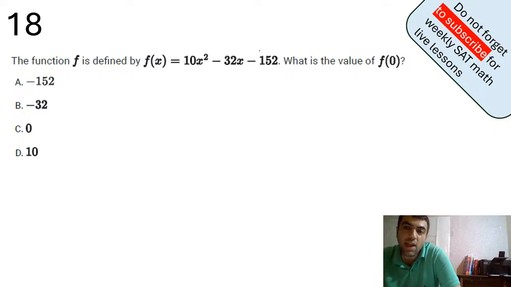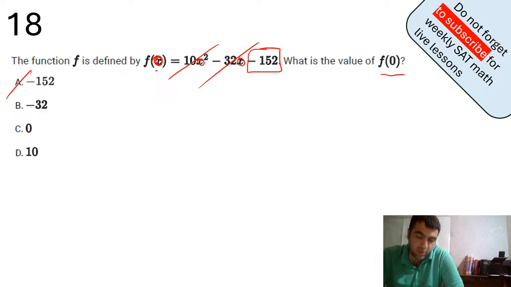What's the value of f of 0? Yes, Mr. Shahin, it was B. Mr. Sahib says it is A, and Mr. Shahin says it is A. f of 0 means we should write 0. Okay, 0, 0, 0. And we get -152. A. You were right.